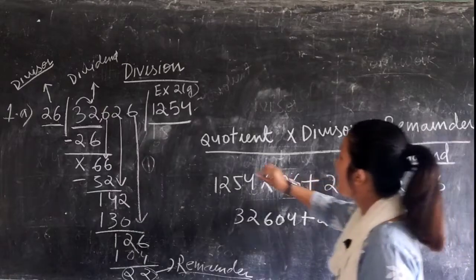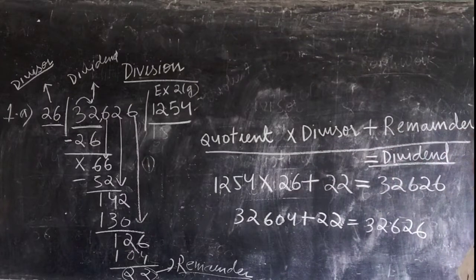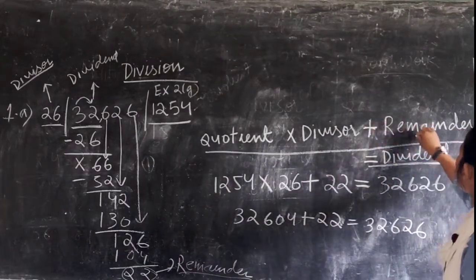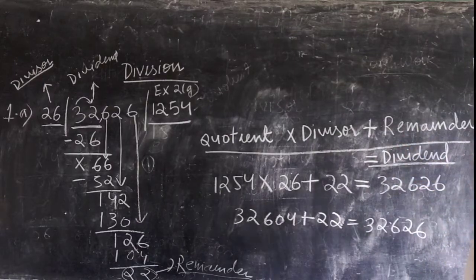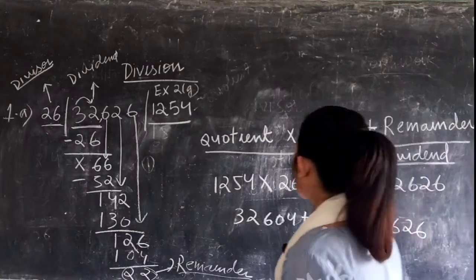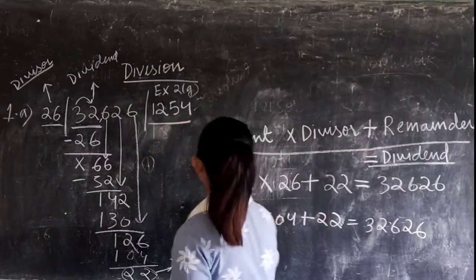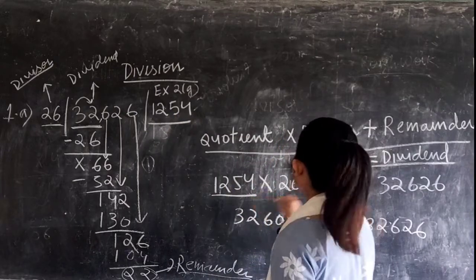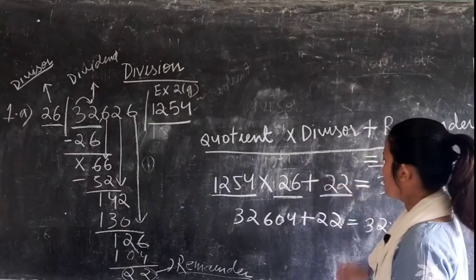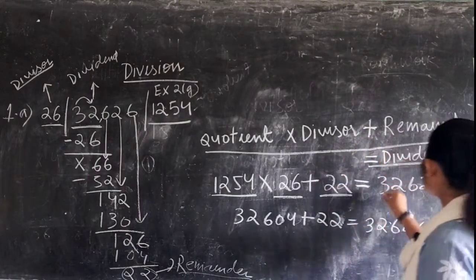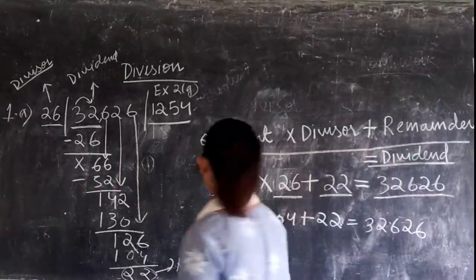So, according to the formula, if you multiply the quotient with the divisor and add the remainder, whatever product you get will be equal to the dividend. Now, according to question 1A, our quotient was 1254, divisor is 26, remainder is 22, and our dividend is 32,626. So, let's see whether the answer is correct or not.